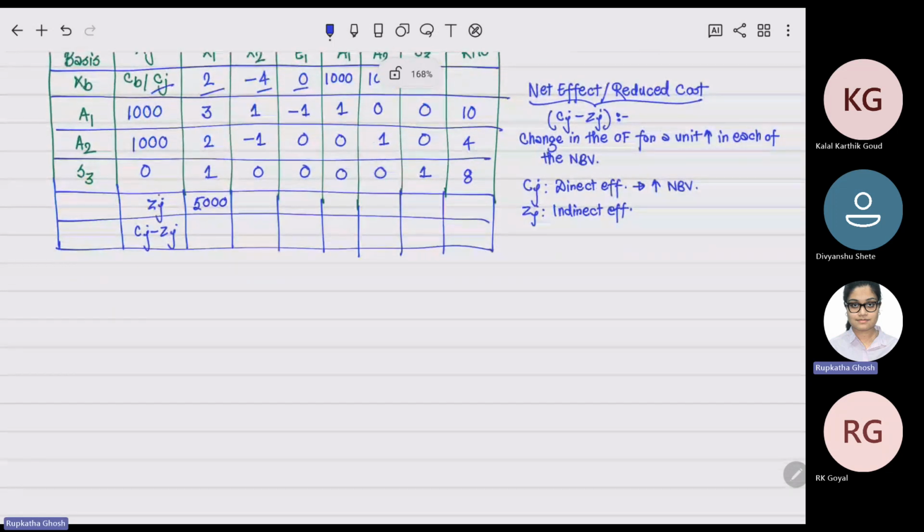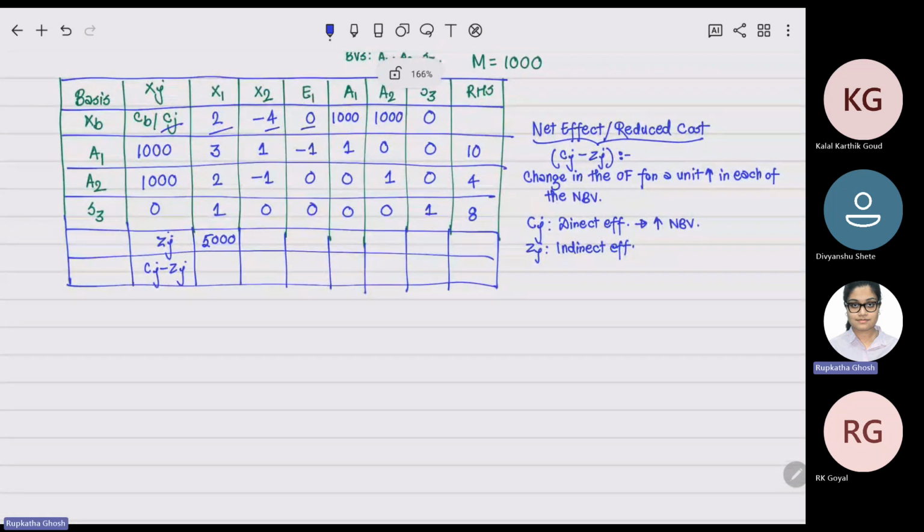Similarly, 1000 into 1 minus 1 into 1000, 0. Minus 1000, 1000, 1000, 0. As well as for the right hand side also, you will do the same thing. So 10,000 plus 4,000, 14,000.